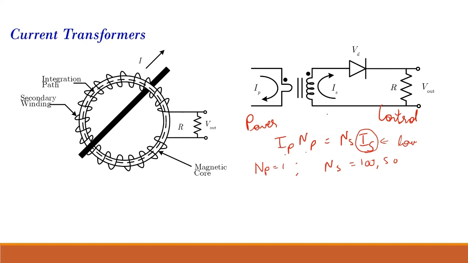Now, this input current IP is converted into a current signal IS, which is proportional to the input current. That has to be converted into a voltage, so it flows through this resistor and generates an output voltage. So my V output will be R into IS. This is a dot convention: when the current flows into the dot, the current should flow out of the dot.